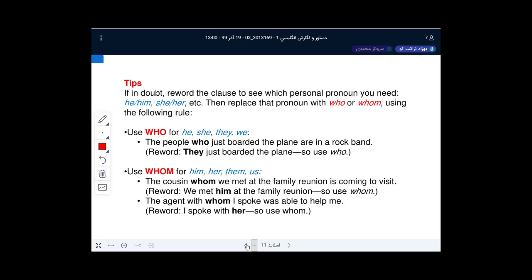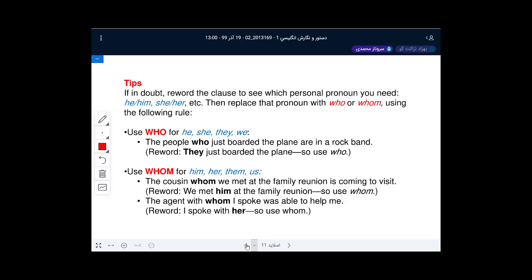Let's look at this tip. Go on. Tips. If in doubt, reword the clause to see which personal pronoun you need: he, him, she, her, etc. Then replace that pronoun with who or whom using the following rule. This is the easiest way to distinguish. Use either the subjective pronoun or objective pronoun instead of the connector and see which one makes sense.